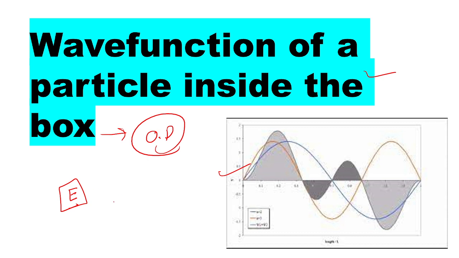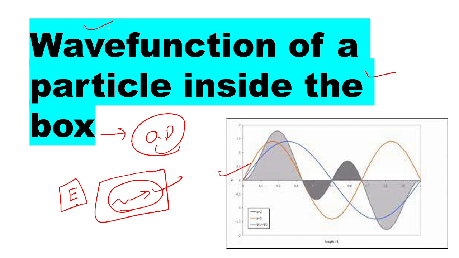Wave function means: when that particle is moving inside that box, what is the character of the wave that is associated with that particle while it is moving in a box of particular length? So let's derive the equation for the wave function, what that wave function is.